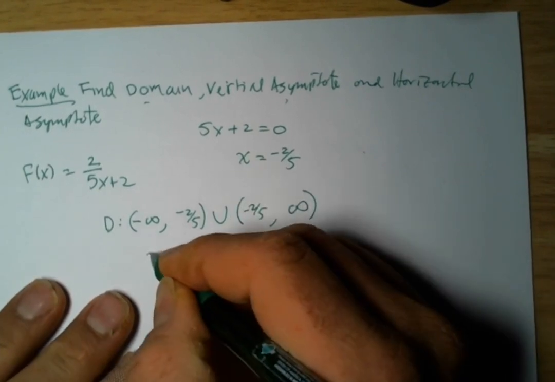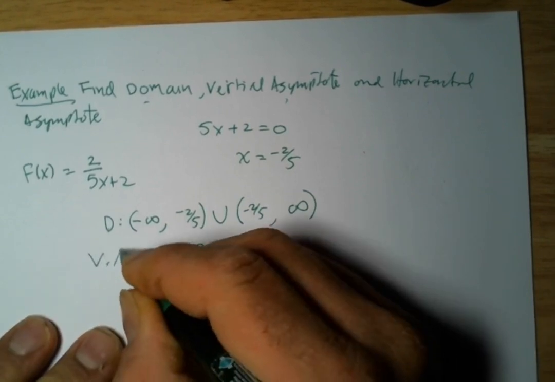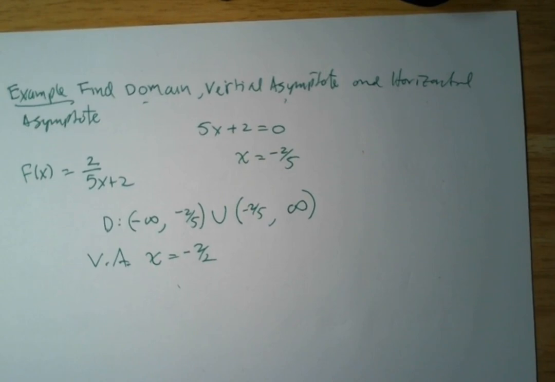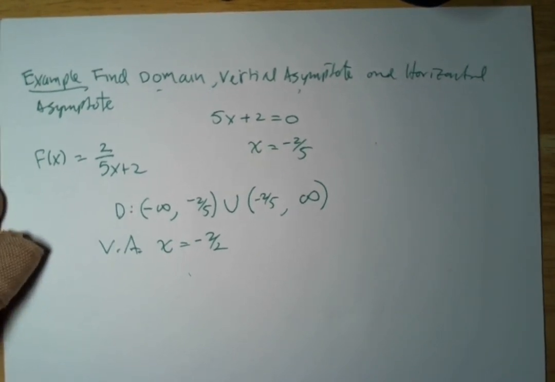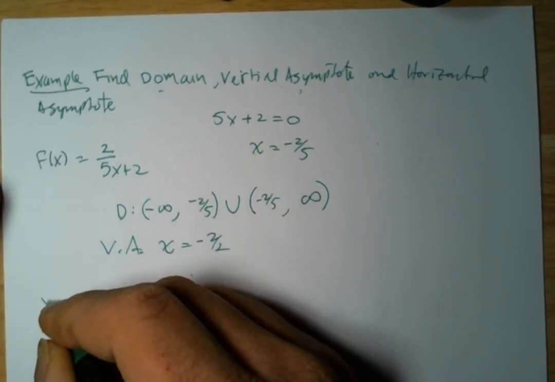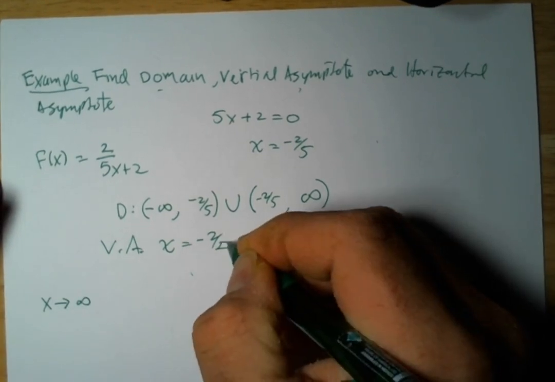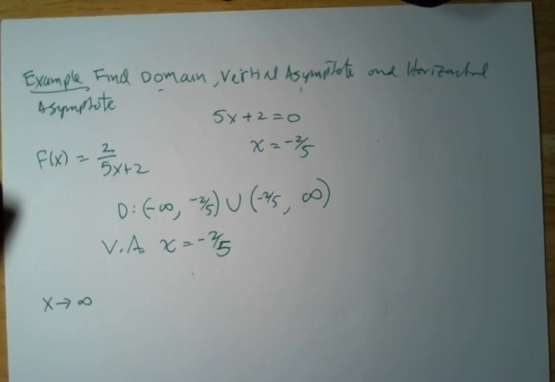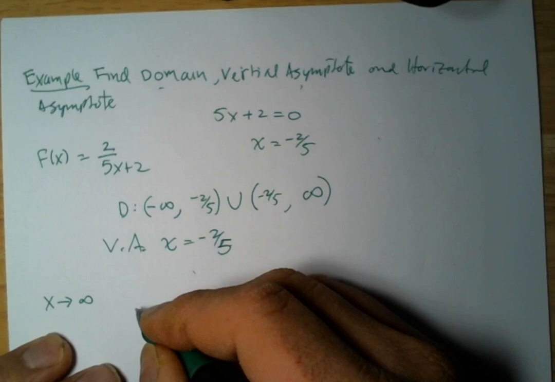Now the vertical asymptote, that occurs where the value is, I'll just say VA, vertical asymptote, at x equals negative 2/5. My apologies there. Now, the next thing is to look at the end behavior, as x goes to infinity.